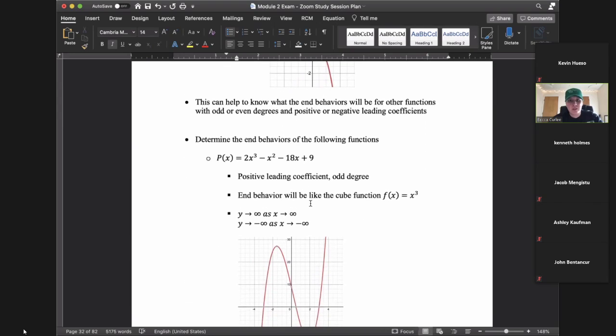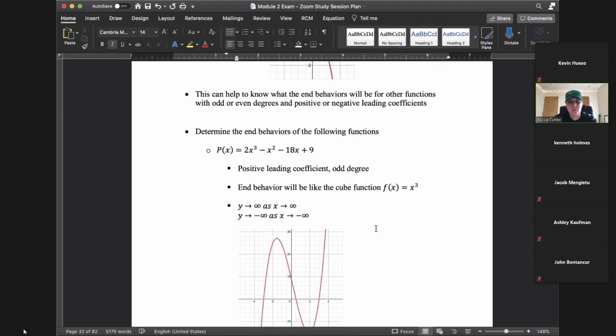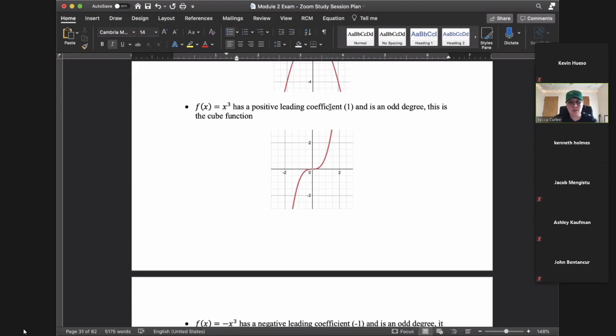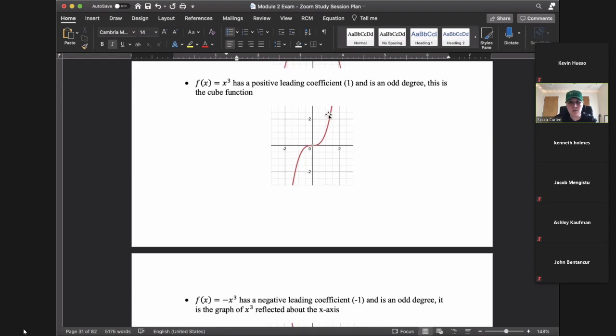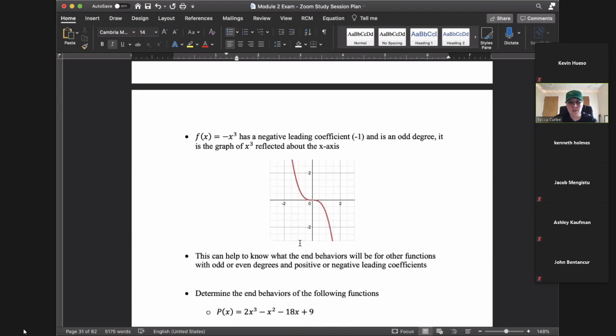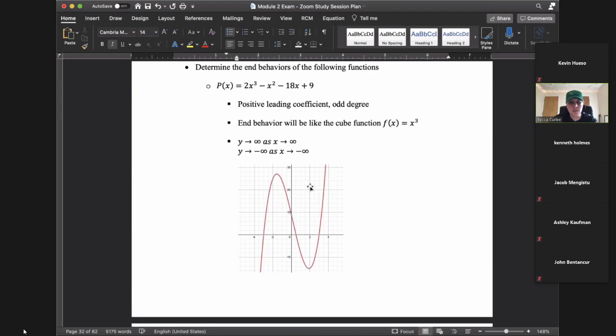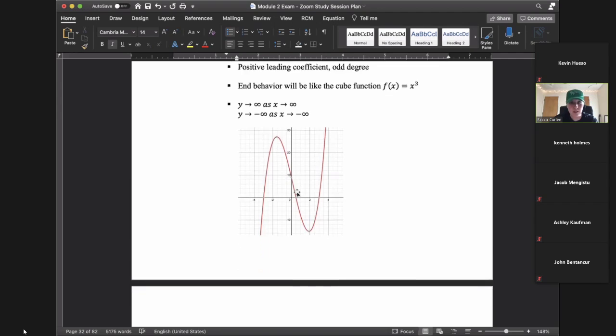So determine the end behaviors of the following functions. We're given that p of x equals 2x to the third minus x squared minus 18x plus 9. It has a positive leading coefficient of 2 and an odd degree of 3. So the end behavior will be like the cube function. Remember, we saw the cube function right up here. So y approaches infinity as x approaches infinity, and as x approaches negative infinity, y approaches negative infinity. That's what the graph looks like.